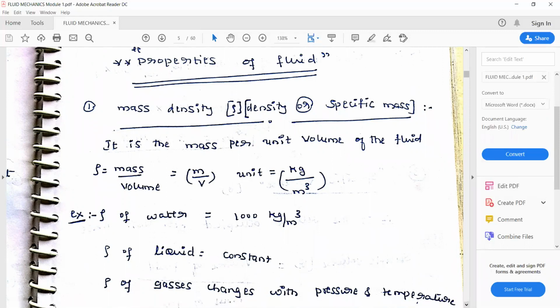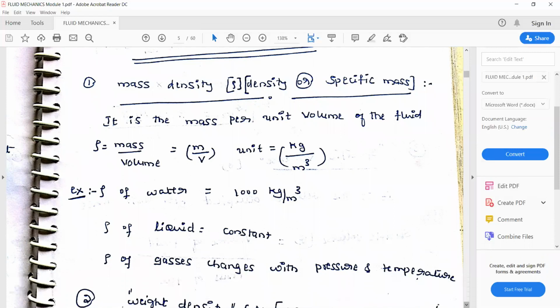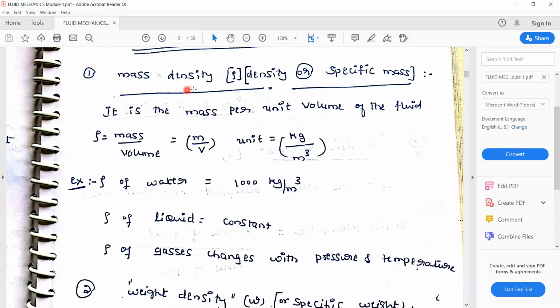First property of the fluid is mass density. The symbol is rho. For density or mass density, symbol is rho. One more name: density or specific mass. Sometimes they'll ask you what is specific mass. Don't get confused. Specific mass is nothing but mass density. Coming to the definition, it is the mass per unit volume of the fluid. It is defined as the ratio of mass per unit volume.